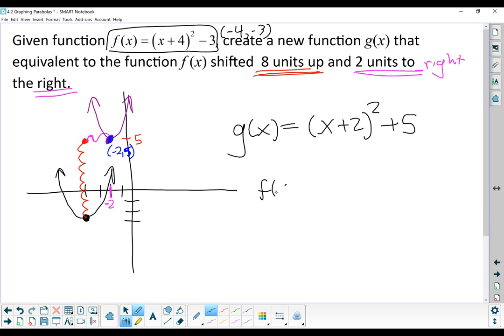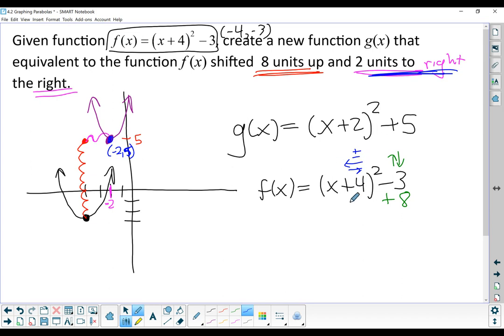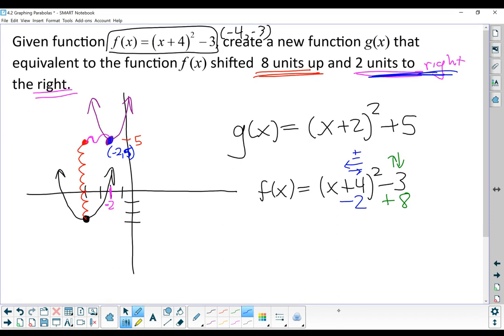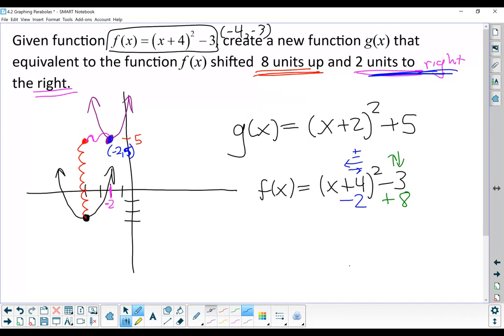So here's our function. Anything that's going to move it up or down belongs in this position. Anything that's going to move it left or right belongs in this position. And this one has the sign change. So if I want to move it 8 units up, I am going to add 8 here. And if I want to move it to the right too, left, right, change signs. So if I'm moving it to the right, I'm going to subtract 2.